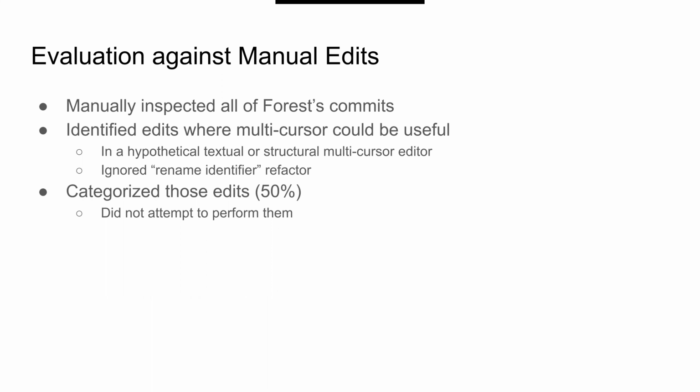Importantly, we ignored any edits that came from the rename identifier refactor because we used this refactor extensively in our code base and it always worked perfectly. So we think there's no room for improvement by performing this with a multi-cursor editor instead. However, a multi-cursor editor could, of course, just use this refactor. We then categorized the edits where we thought multi-cursor might be useful. However, we did not attempt to perform them in Forest due to time constraints.